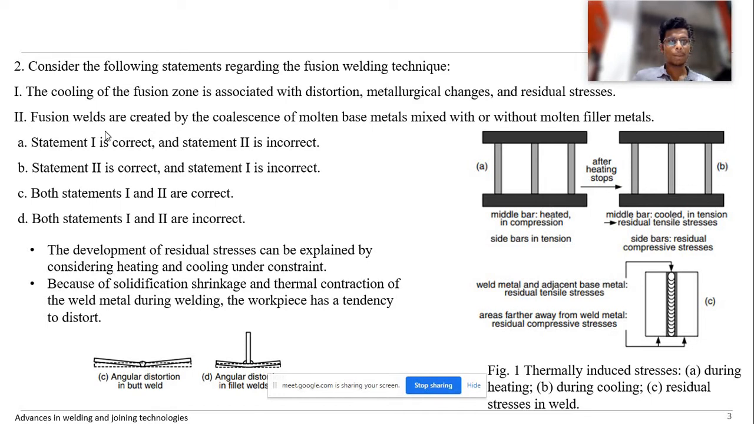Yeah. Now the second statement is that fusion welds are created by the coalescence of molten base metal mixed with or without molten filler metals. First of all, can anyone comment on whether this second statement is correct or not? Basically it's the definition of fusion welding, right? Coalescence means joining of the molten base metal mixed with or without filler metals. So this is straightforward, it is basically the definition. So statement two is true.